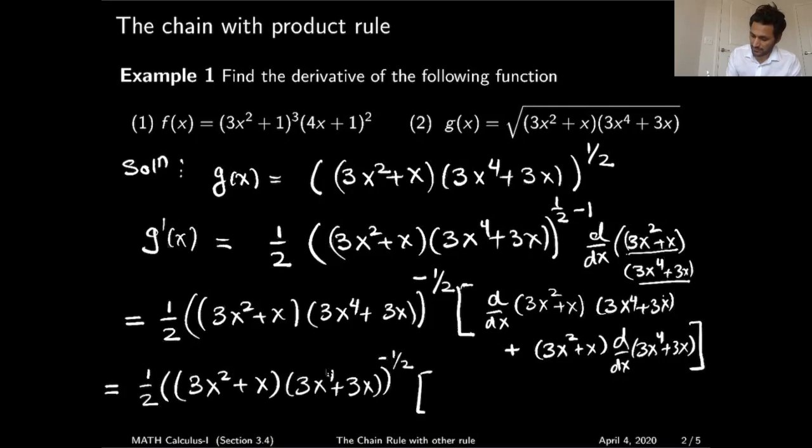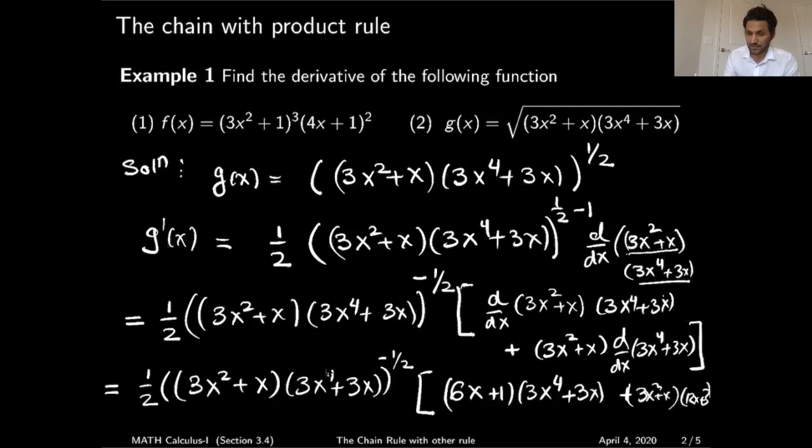and then the derivative of the product: the derivative of the first term is 6x + 1 times the second term as it is, 3x⁴ + 3x, plus 3x² + x as it is, and the derivative of this term is basically 12x + 3. This is 12x + 3. So that's your final answer for this problem.